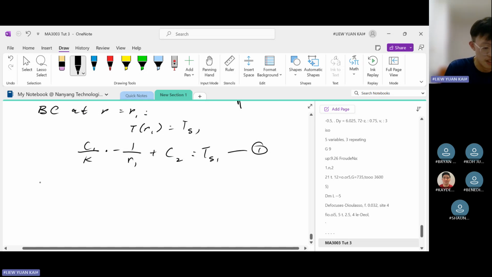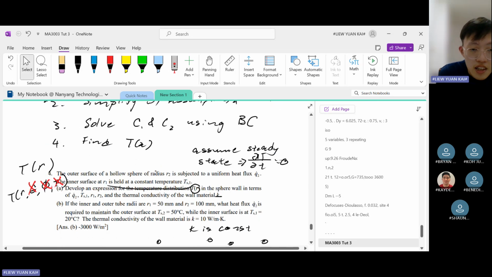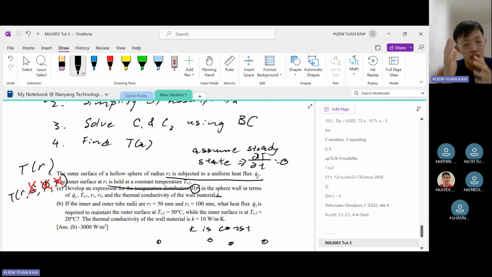I'm just making sure my answer is correct. The second boundary equation is at r equal to R2. Now, what did the question say? Let's read the question. The question says at R2, it is being subjected to a heat flux. That means we're blowing heat of Q2 at the outer surface.